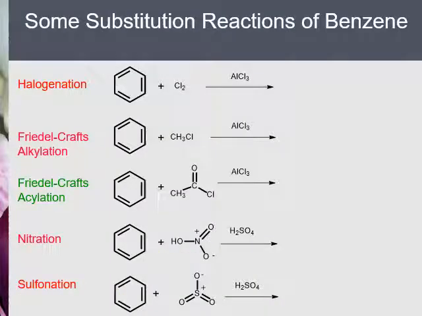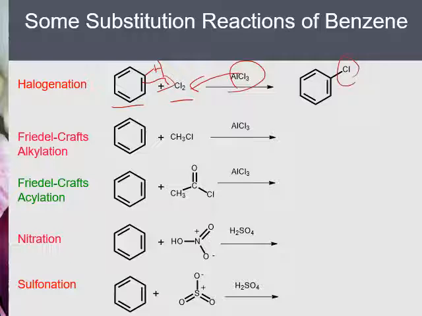We just showed that when benzene is mixed with chlorine and a catalyst, aluminum chloride will combine with one of the chlorine atoms, and the other one forms a chloronium ion. The pi bond attacks the chloronium ion, followed by elimination of a hydrogen adjacent to this chlorine, and a substitution product is formed.